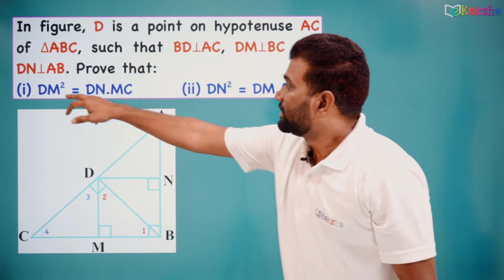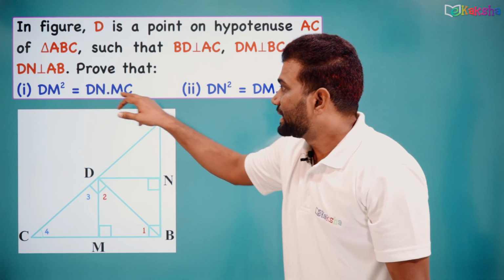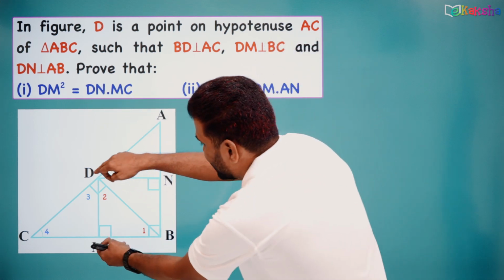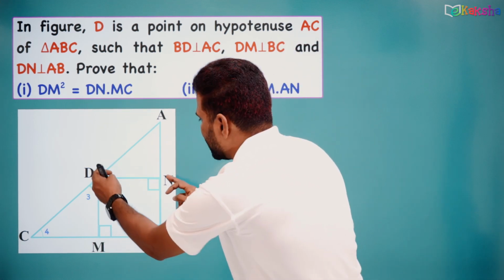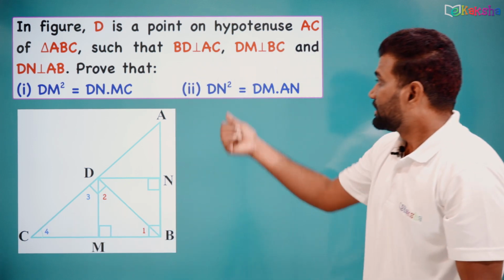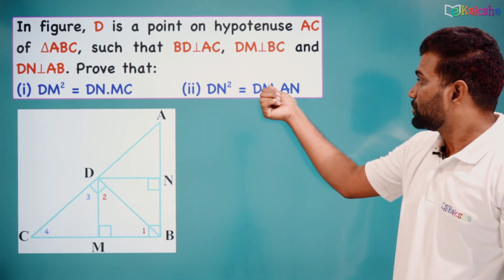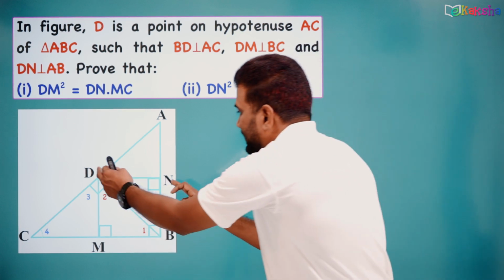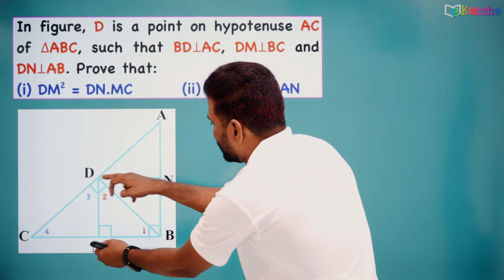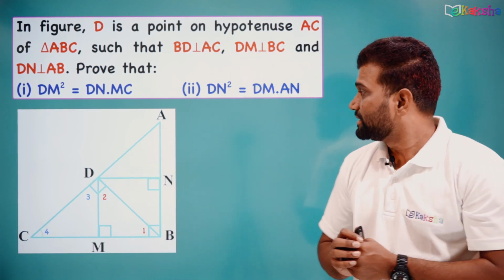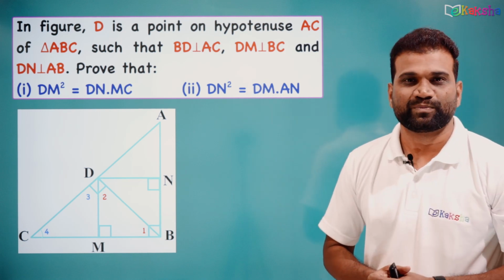Then prove, first, DM square equals DN into MC. Second part, DN square equals DM into AN. So this is what we need to prove.